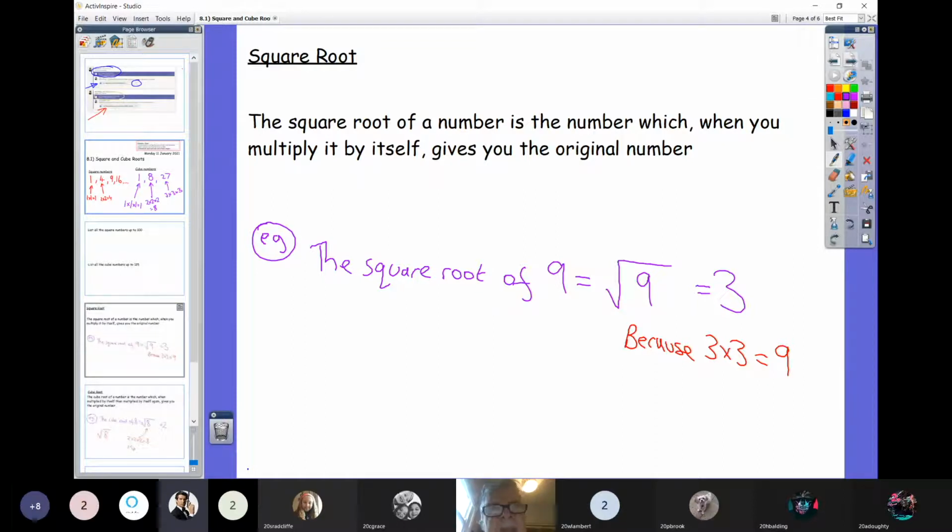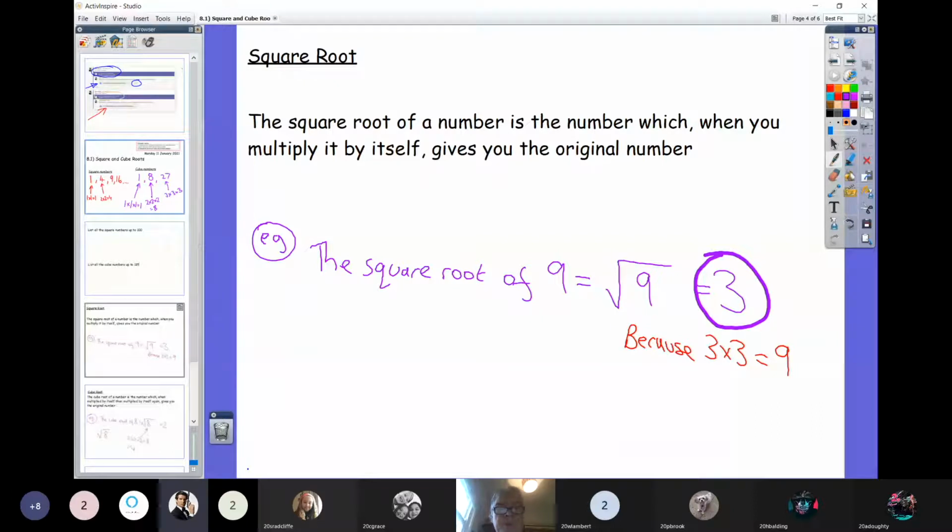So think about the square root of 9. What number times itself gives you 9? Well, that is 3, because 3 times 3 equals 9. So the square root of 9 is 3, because 3 times 3 equals 9.